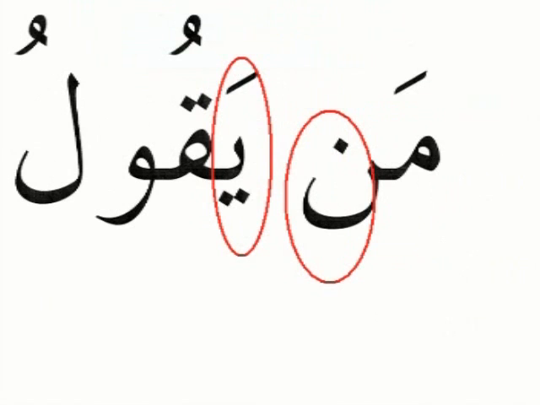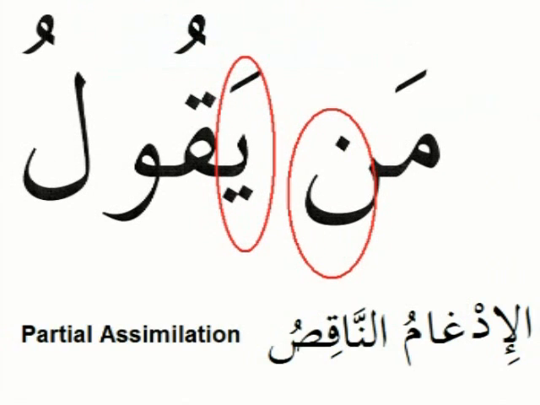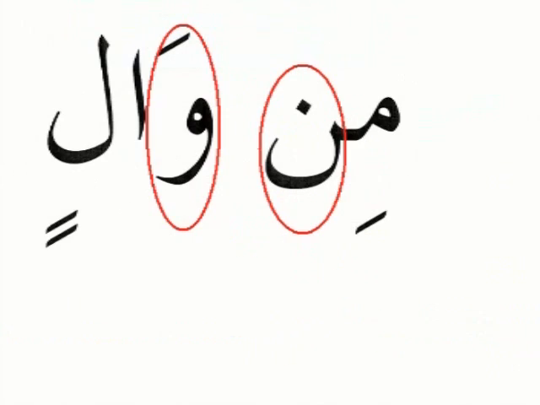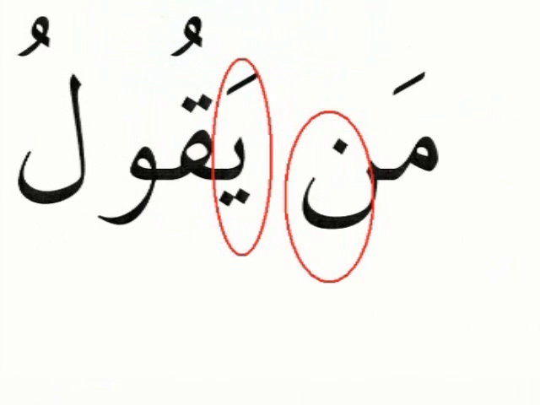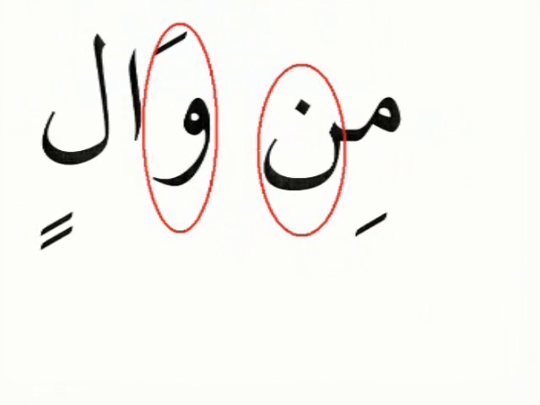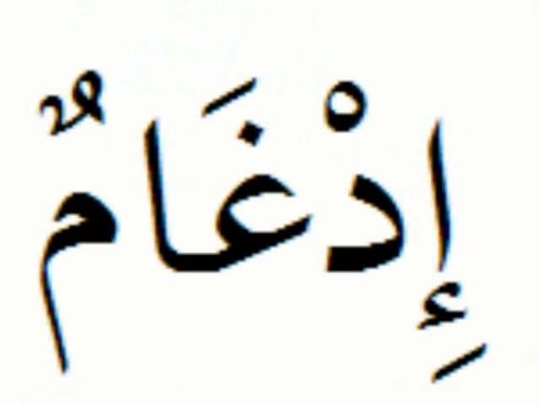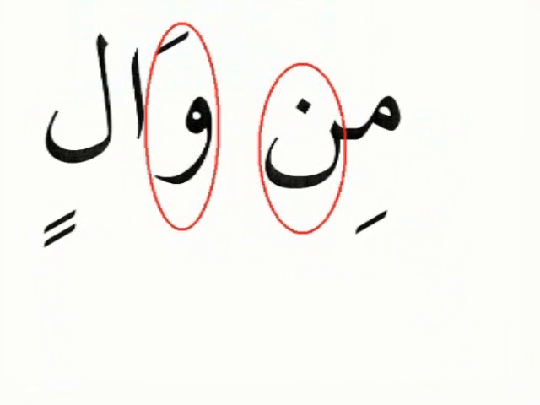But if noon has no sukoon, but the following letter has no shadda, it means it is partial assimilation. Idgham naqis. How do you pronounce it? You say may yaqul. The nasality of the noon is there. May yaqul. Minwal. It's not may yaqul, minwal, no. The nasal quality of the noon is retained, and there is idgham, which is naqis, which is incomplete idgham.